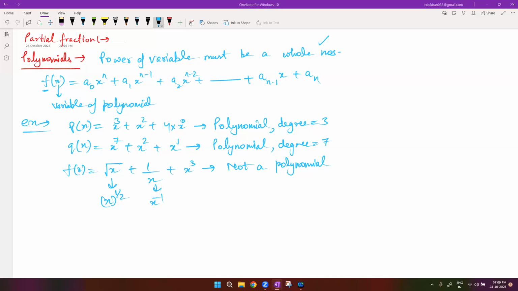So polynomials are simple. Just observe the power of variables. Wherever the variable is used, if everywhere the power of the variable is a whole number, then you can safely say that the algebraic expression is a polynomial. If you want to ask anything, please feel free to ask. This is your time.